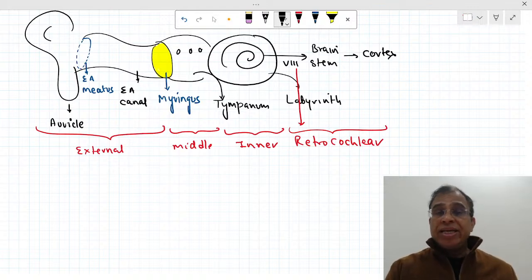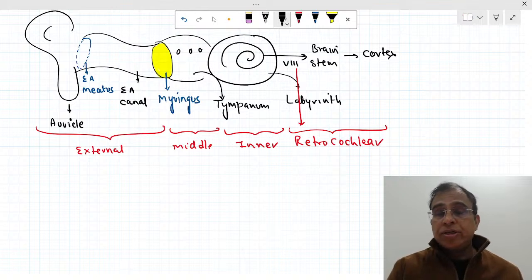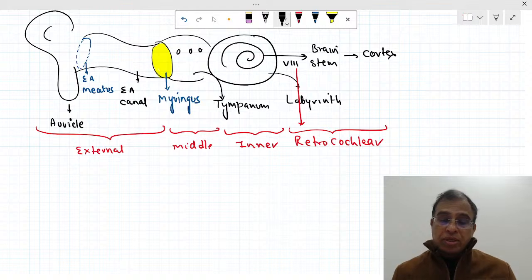So for us, ear has four parts. What are the four parts? External ear, middle ear, inner ear, retrocochlear ear. Please keep that in mind. Okay. So with this background, we'll start with the anatomy of the ear.